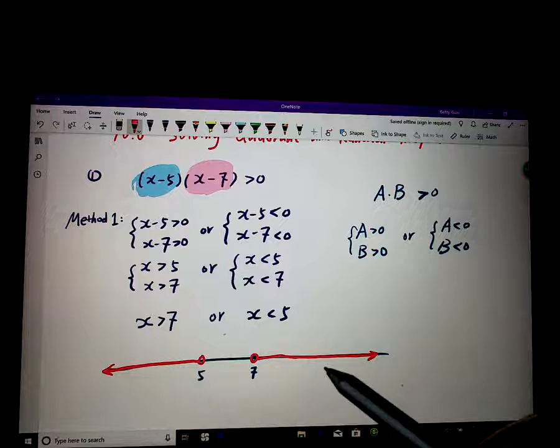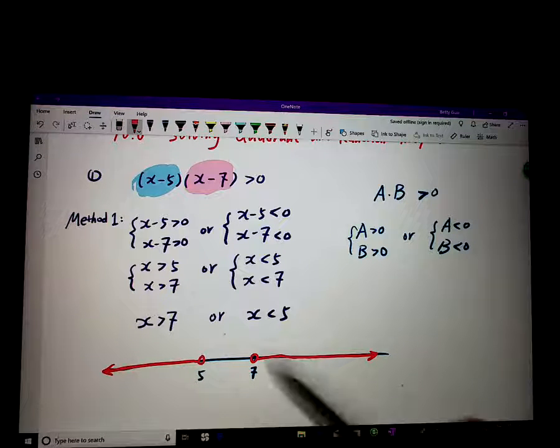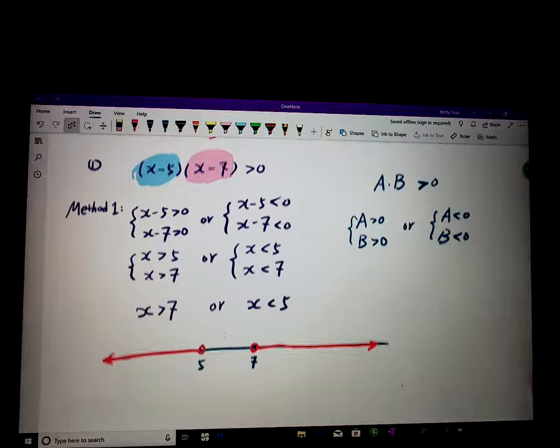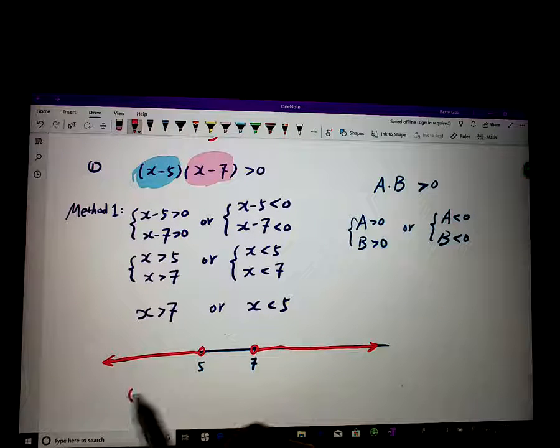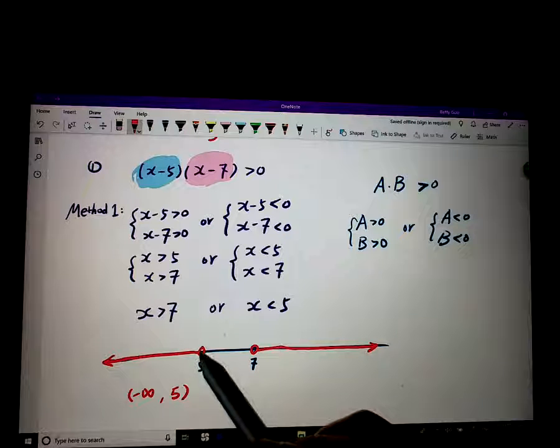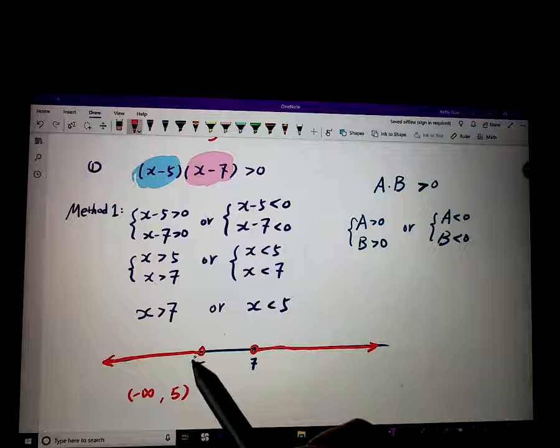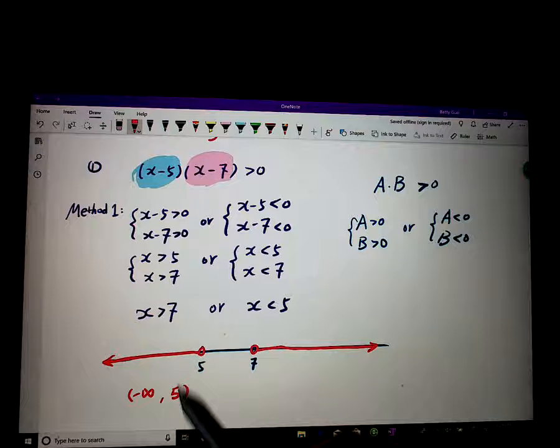We have two pieces. This is the first piece, this is the second piece. The first piece: left endpoint negative infinity, right endpoint 5. Both are open. We use parentheses to frame them because we always use parentheses to frame infinity. On the right, because 5 is excluded, it's open here, so we use parentheses.